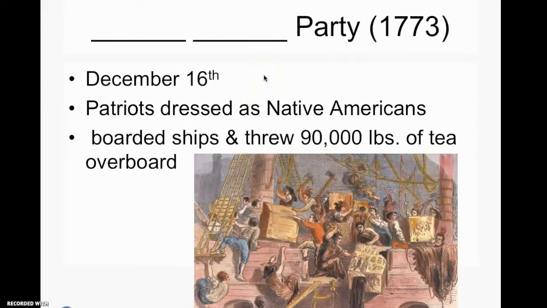So they boarded the British ship called the Dartmouth, which was docked in the Boston harbor. They dressed up as Native Americans and dumped the entire load of tea into the water. This event came to be known as the Boston Tea Party.